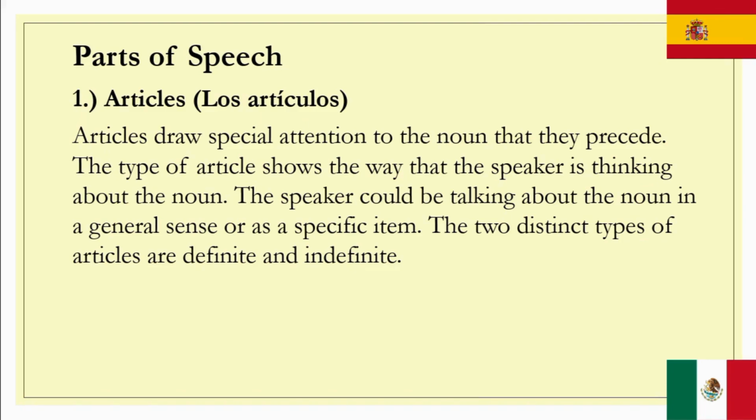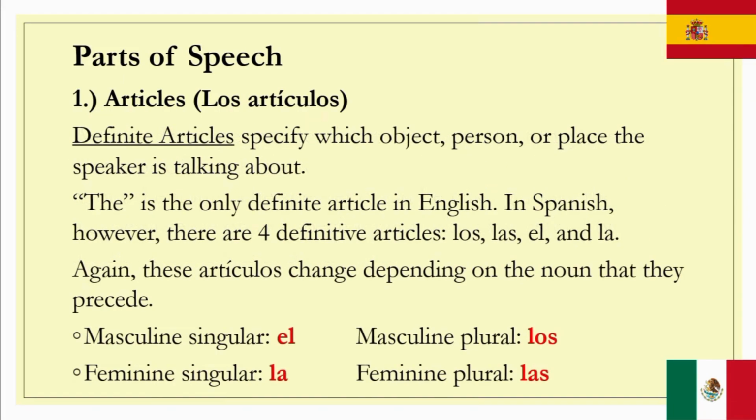Now, what are articles, or los artículos? Articles draw special attention to the noun that they precede. The type of article shows the way that the speaker is thinking about the noun. The speaker could be talking about the noun in a general sense or as a specific item. The two distinct types of articles are definite and indefinite. Definite articles specify which object, person, or place the speaker is talking about. The is the only definite article in English.